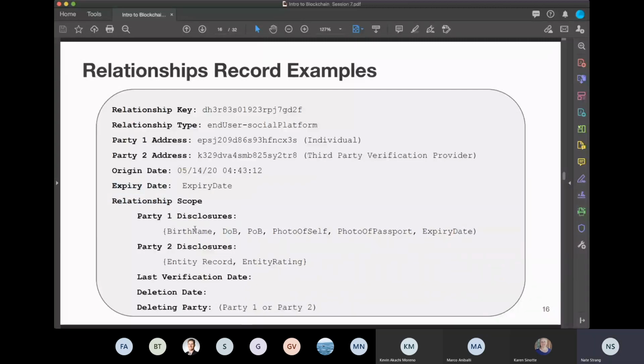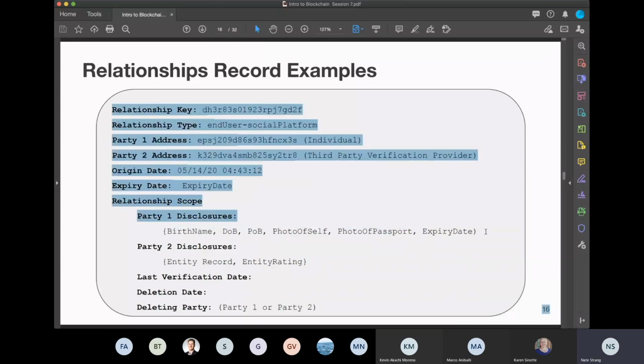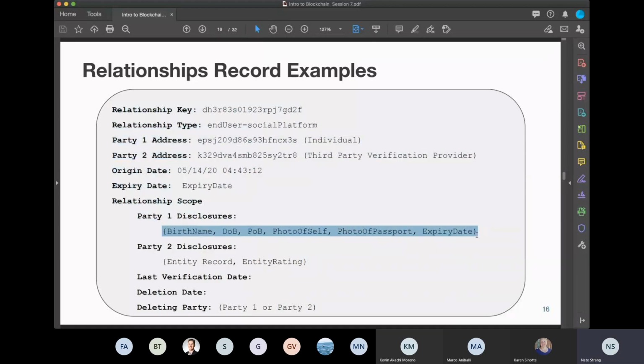So the first thing that I did was I disclosed all of the information that would be found on my passport. And this is likely going to be accomplished, from the user experience's perspective, I'm just going to take a picture of it. But as far as the record is concerned, it's actually going to pull the raw data, obviously. So I'm going to provide this basic identity information to the verification provider.